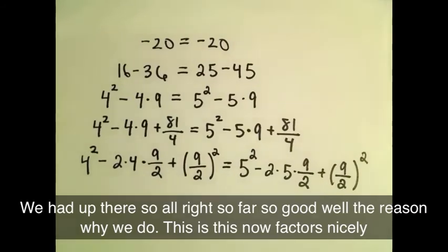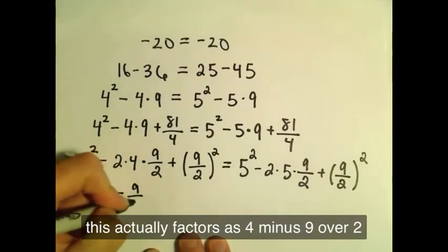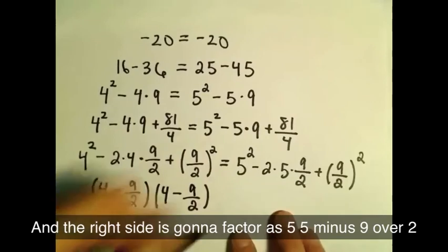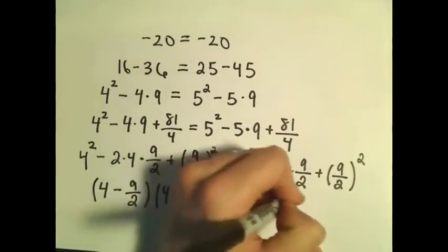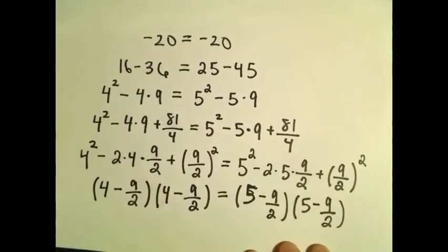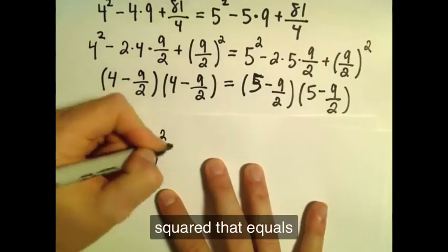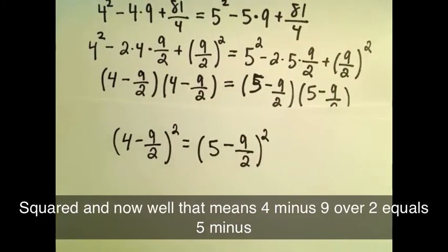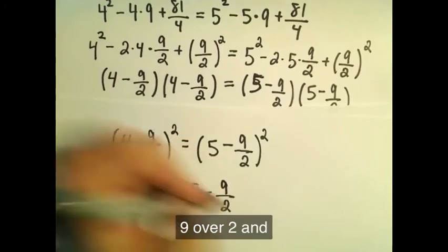Well, the reason why we do this is this now factors nicely. This actually factors as 4 minus 9 over 2 times 4 minus 9 over 2. And the right side is going to factor as 5 minus 9 over 2 times 5 minus 9 over 2. Alright, well, what that tells us is we've got 4 minus 9 over 2 squared equals 5 minus 9 over 2 squared. And now that means 4 minus 9 over 2 equals 5 minus 9 over 2.